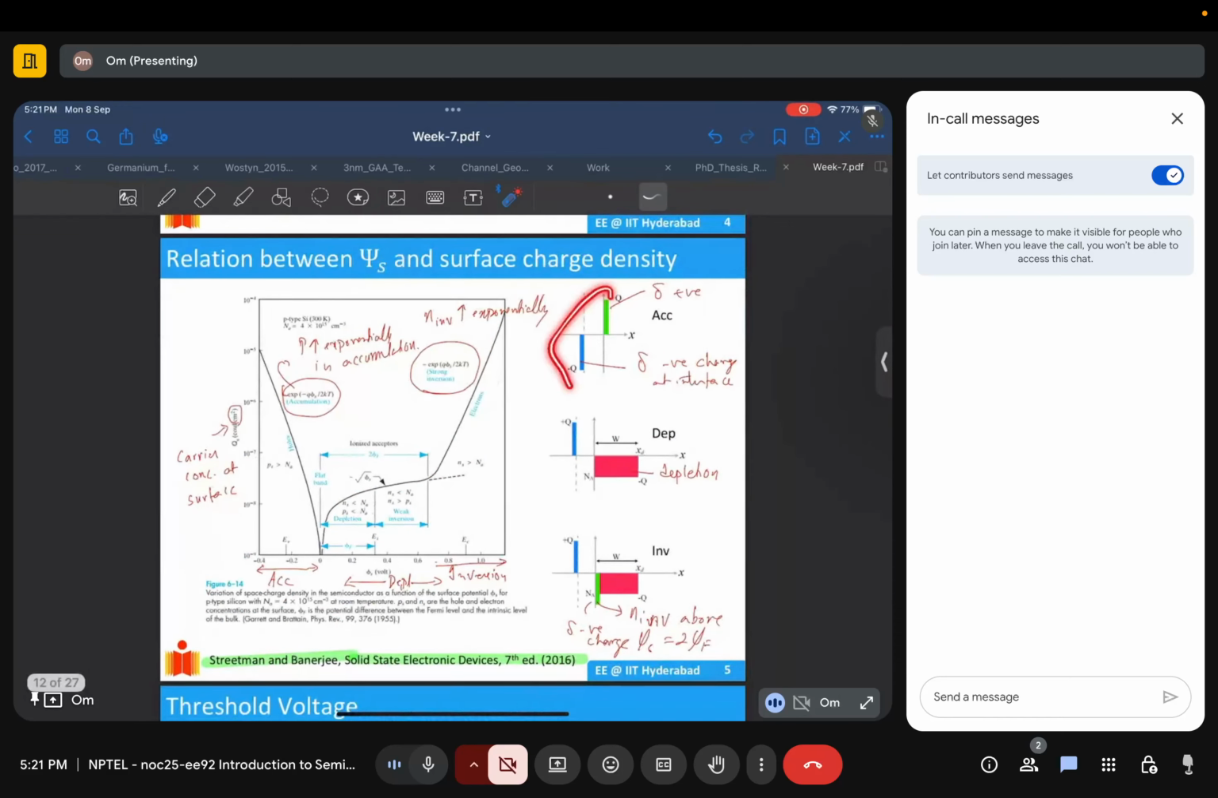And these are the diagrams, charge block diagram we have already seen. In accumulation, you have positive holes at the surface. In depletion, you have depleted negative charge. In inversion, you have depleted negative charge plus the channel of electrons.